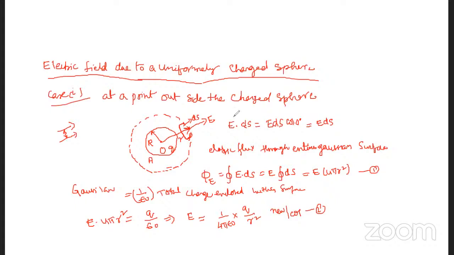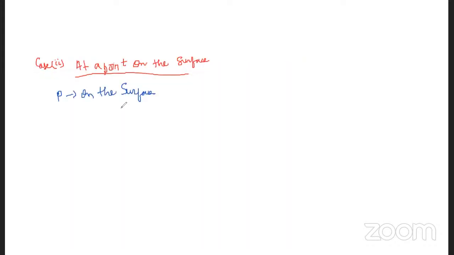At a point on the surface means the point P, which we had taken earlier outside of the sphere, now lies on the surface of the sphere. So the radius of the charged sphere is capital R, and the radius of the Gaussian surface is small r. Now in this case both are the same: the radius of the charged sphere and the radius of the Gaussian surface which we have constructed.